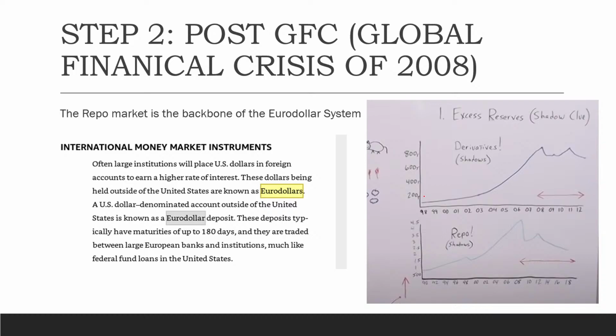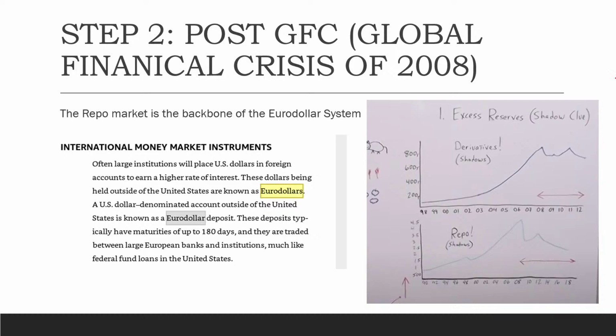because the repo market is the backbone of the Eurodollar system. And so what is the Eurodollar system? It is where large institutions place U.S. dollars in foreign bank accounts to earn a higher interest. These dollars held outside the United States are Eurodollars. A U.S.-denominated account outside the United States is known as a Eurodollar deposit. And these deposits have maturities of 180 days and are traded between European banks, much like a federal funds loan in the United States.